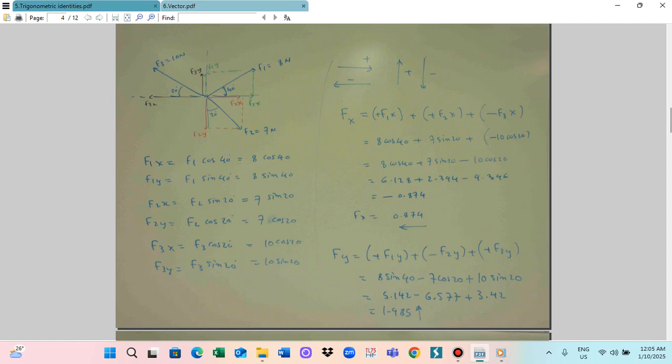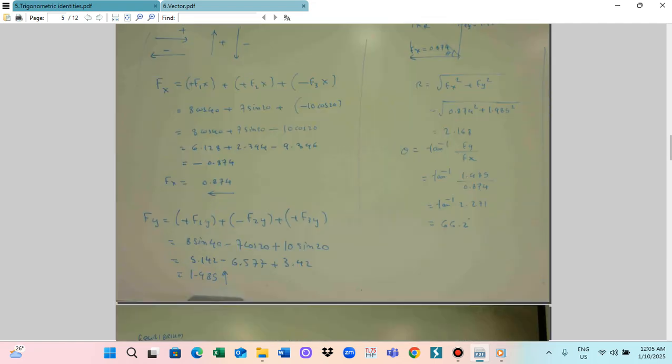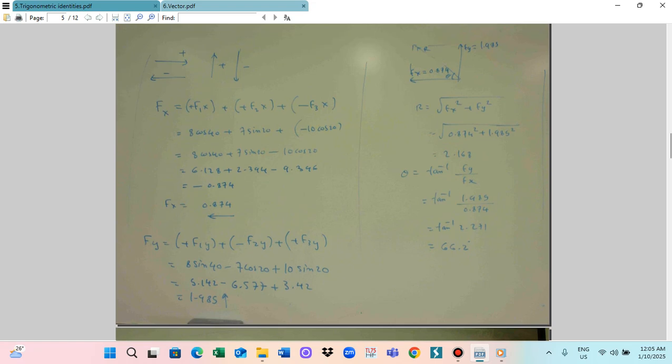So you add all the things: 5.142 negative 6.577 positive 3.42. So you got 1.985. So this one goes upward. Okay, after you got the FH and FY, we will be able to find the total resultant force. So this is the FH in this direction, left side, 0.874. And this is the FY, going upward. FY is equal to 1.985.